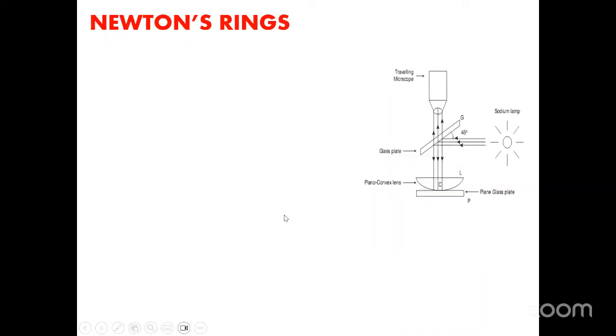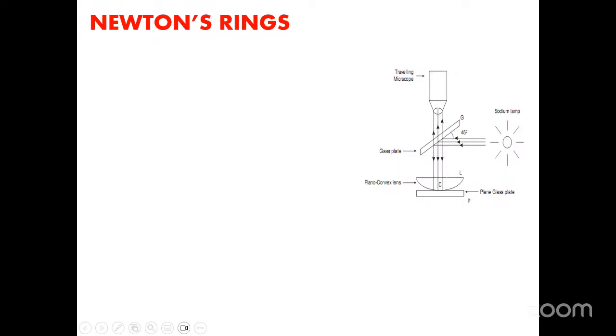Next, this is the wedge method. Yeah, this is the Newton rings, another important essay question from our theory point of view. So you can see this. This is a plain glass plate. This is a plano convex lens.